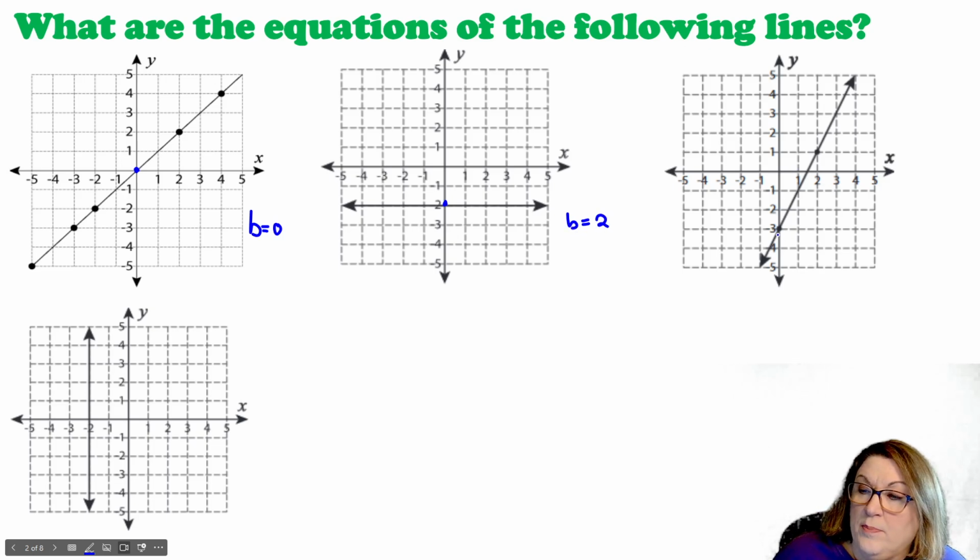On this one here, the b is -3. So we're going to put that here. B is -3. All right, so we've got our y-intercept points.